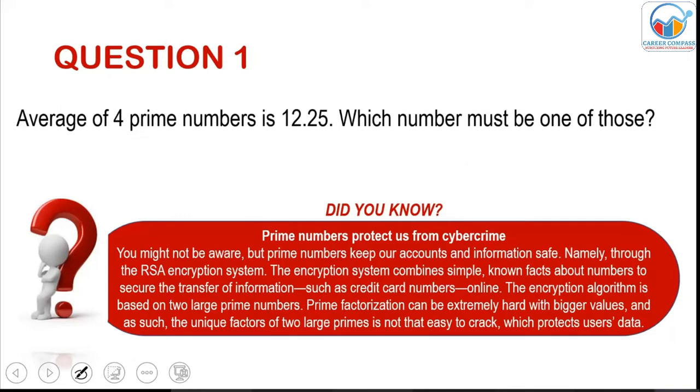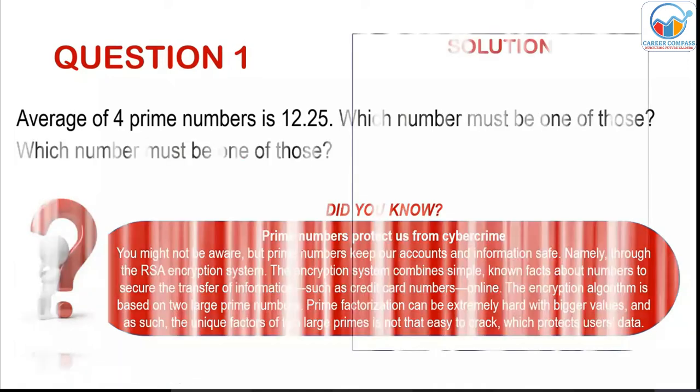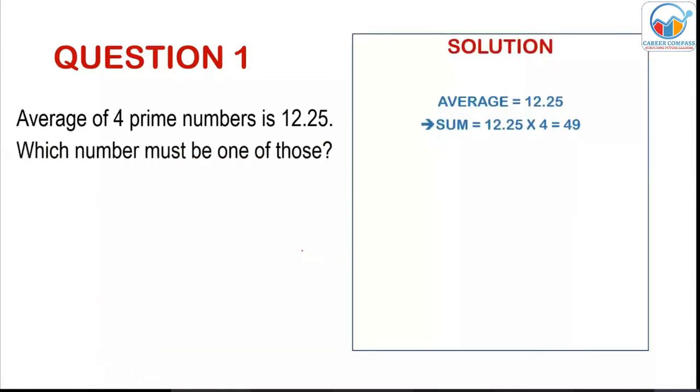All right, so let me discuss this, guys. At first, we will look at the basic concept to crack this. If we know that the average of 4 numbers is 12.25, we can always say that the sum of these numbers will be 49. That is 12.25 into 4. Now, if I look at these 4 numbers as P1, P2, P3 and P4, we know that the sum is 49.